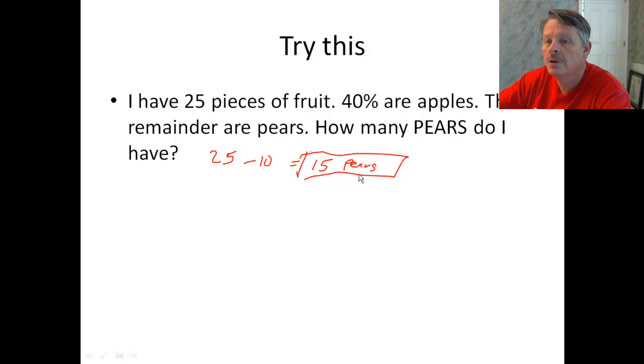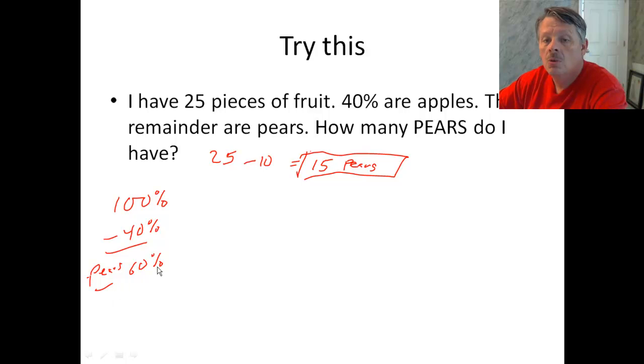All right, so that's one way to do it. What's the other way to do it? Well, remember that 40% we're talking about is out of 100. So if 40% are apples, I have 100%. And if 40% are apples, then the other 60% must be pears.